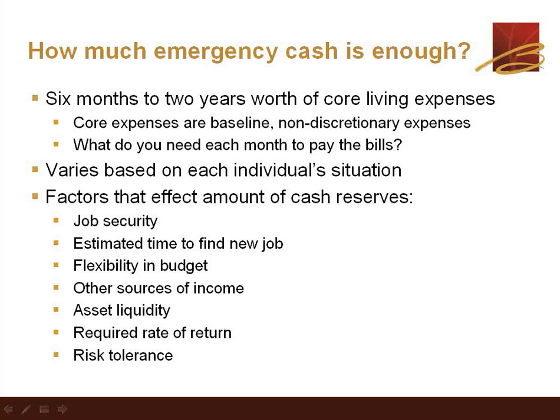With the emergency cash strategy, we start by helping our clients figure out the optimal amount of emergency cash reserves for their specific situation. That amount varies based on each individual's situation, but typically that translates to 6 months to 2 years worth of core living expenses. Now, by core living expenses, we mean your baseline non-discretionary expenses that you absolutely have to pay. The mortgage, the car payments, utility bills, grocery shopping budget, kids' school tuition, etc. It doesn't include discretionary spending items like fancy vacations or nice restaurants.